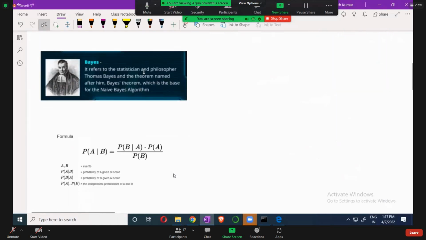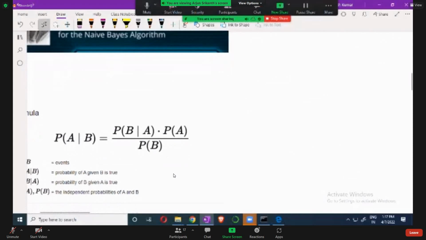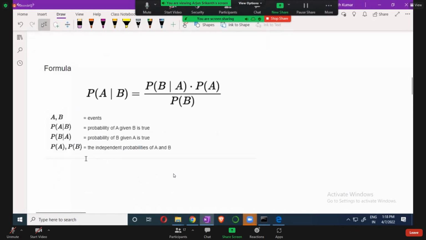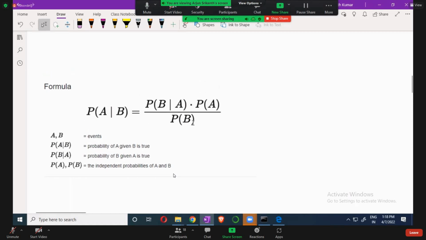Here it is. Now, in this, you can see A, B are the events which are happening. Probability of A given B is true is when the event B has already happened. Now, this one is the probability of B when A is happening. Probability of A and probability of B are independent variables. Okay. Now, this is the normal Bayes theorem.